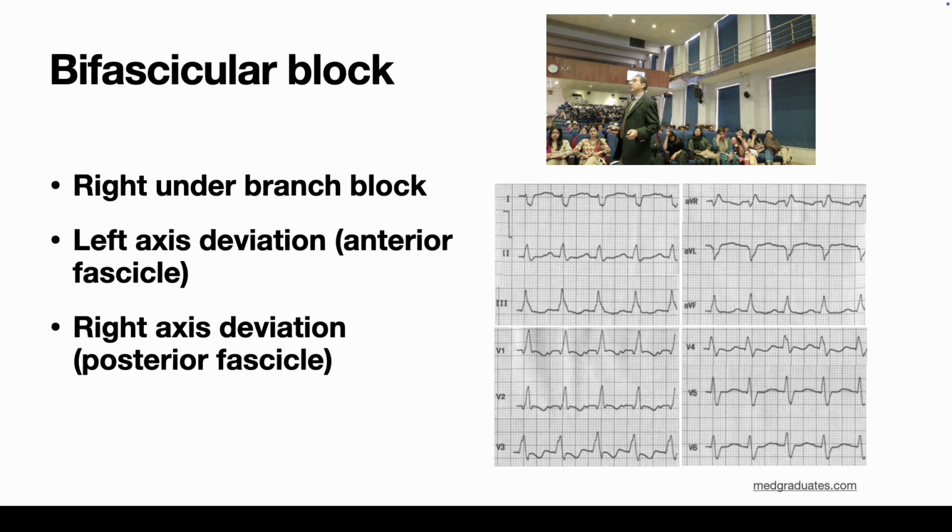For example, we see in this ECG. Now you see this is lead V1. It is showing a broad upward complex. It means right bundle branch is blocked. So there is right bundle branch block present.